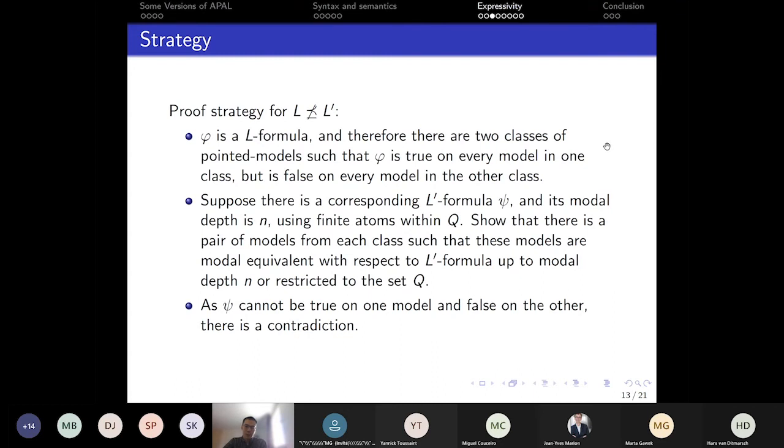finite atoms within a subset Q. We can show that there is a pair of models for each class, such that these models are modally equivalent with respect to L prime formulas up to model depth n, or restricted to the set Q. And as psi cannot be true on one model and false on the other, there is a contradiction, so that we show L prime is not at least as expressive as L.